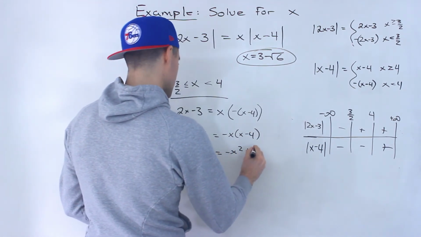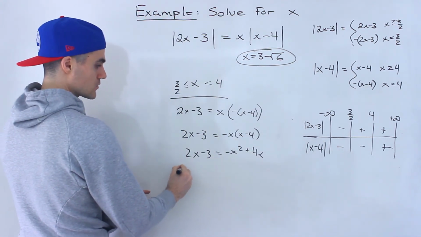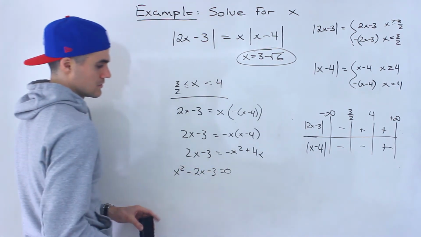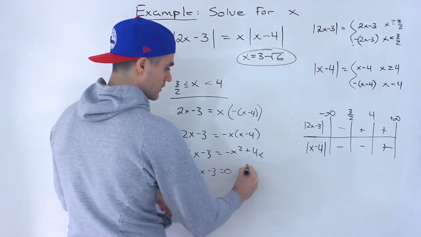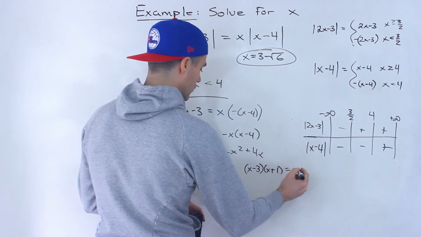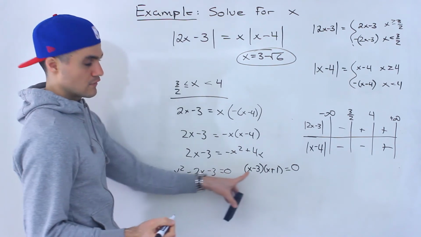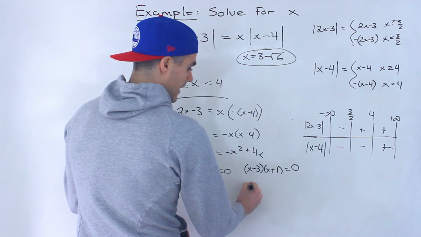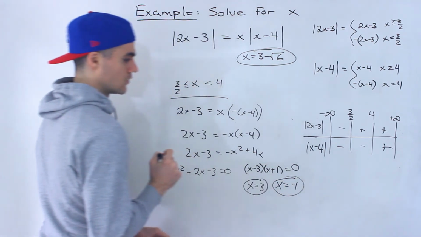Negative x squared plus 4x. Bring everything over. We'd have x squared, 2x minus 4x gives us negative 2x minus 3 equals 0. And this actually factors smoothly. Luckily, we don't have to use the quadratic formula on this. Right? This factors into that right there. So we would have x equaling 3, x equaling negative 1.